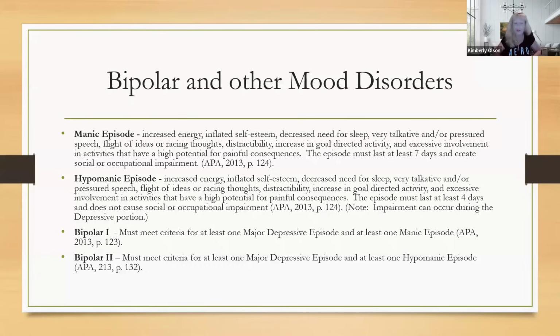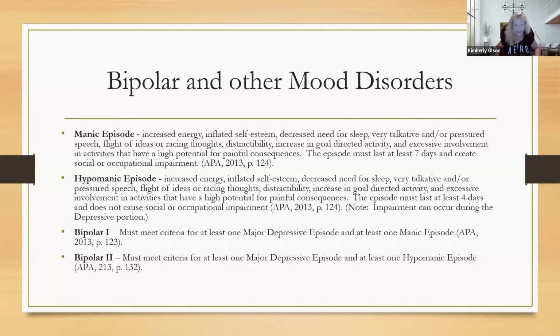Well, I was talking with you earlier about a manic episode and what that really is. It's increased energy, inflated self-esteem, decreased need for sleep. The person is usually very talkative, has pressured speech, flight of ideas or racing thoughts. They're highly distractible, with an increase in goal-directed activity, and excessive involvement in activities that have a high potential for painful consequences. So think in terms, and again, this is the best example: I've seen people who are manic, I've seen people who are on methamphetamine, and it's really close.